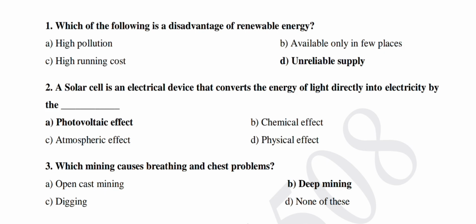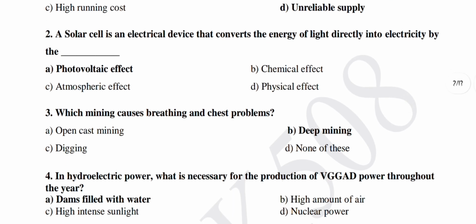So the second question is, a solar cell is an electrical device that converts the energy of light directly into electricity by the photovoltaic effect. So the photovoltaic effect is the correct definition. If we also see the atmospheric effect, chemical effect and physical effect, in the examination they only twist the question, and then you lose your marks. That's why you first understand the question, then directly answer. If you see the options B, C, D, it is not the answer, so why study that? We have to study the direct answer only.